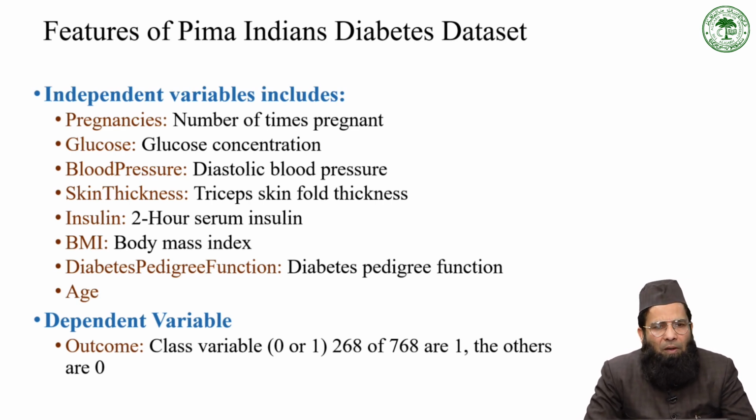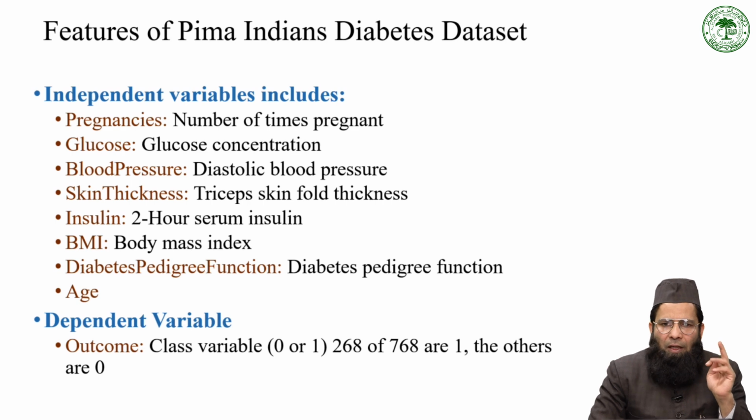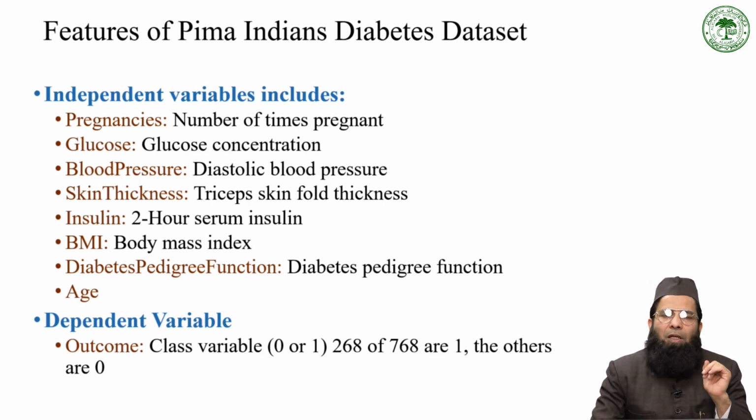And the dependent variable is actually outcome, which is a class variable, 0 or 1, and 268 of 768 are 1, the others are 0. It means 500 entries have zero values and 268 have one values. It means the females who are having diabetes have 268 records, right? So these are certain features of the diabetes dataset.